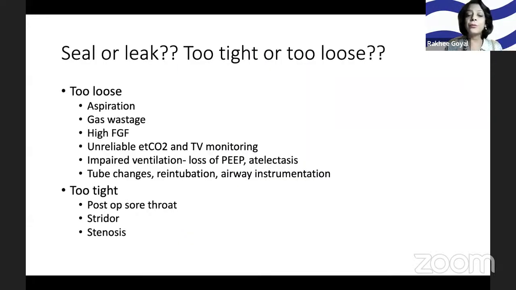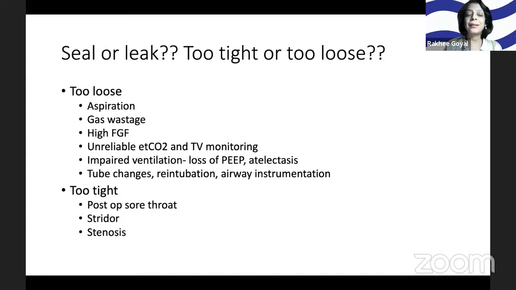So now we have to understand why we are talking so much about this leak and seal, which is created by the cuff. If the seal is too loose, if the tube or the cuff is too loose, what happens? One, aspiration, that we know. Second, to my mind, the important thing is a lot of leakage of the fresh gas flows. So you have to use a very high fresh gas flow, which also takes away your inhalational agent. So the patient is inhaling less and probably we are inhaling more.